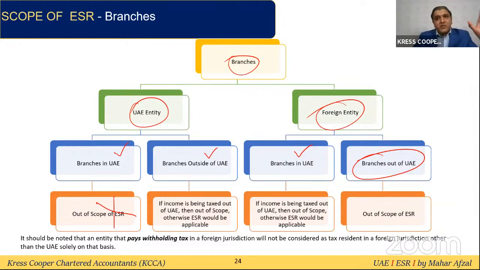In the same way, for a foreign entity, if the foreign entity has branches outside the UAE, it will be out of scope. And if the foreign entity has branches in the UAE, then again we need to assess whether their income is subject to tax outside the UAE or not. If their income is subject to tax outside the UAE, it will be out of scope. Otherwise, it will be subject to ESR.